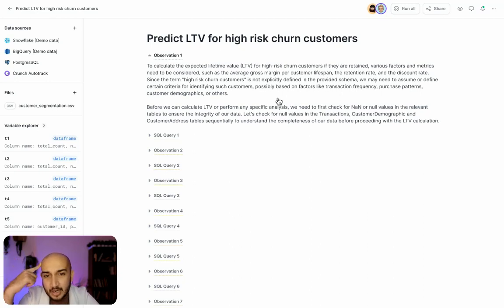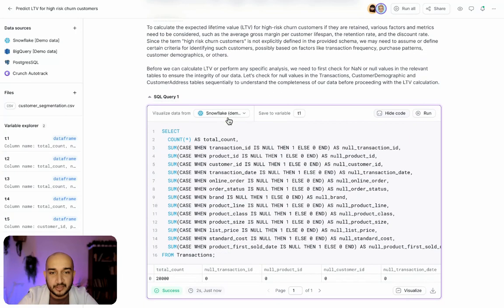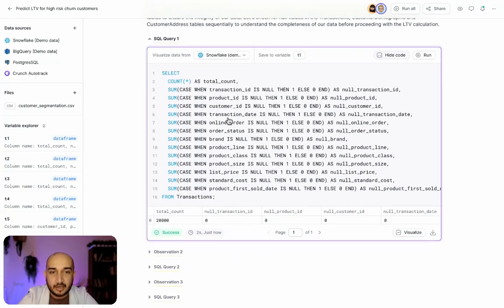That makes sense. Before we calculate the LTV, of course, you need to check for null values. That's always a good practice. Oh wow, it's running a query which is basically checking null values in the transaction table. Of course, the query is editable. We have shown examples of what happens. You just need to change these numbers or change things in here and hit run, and everything starts rerunning again.